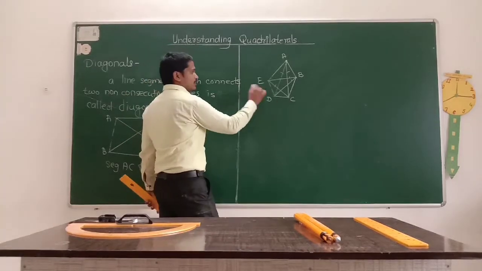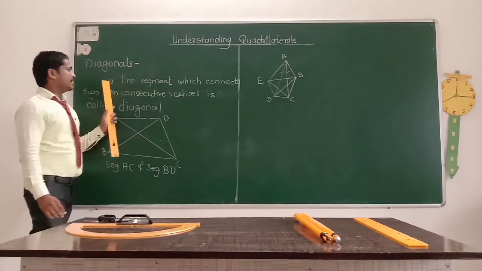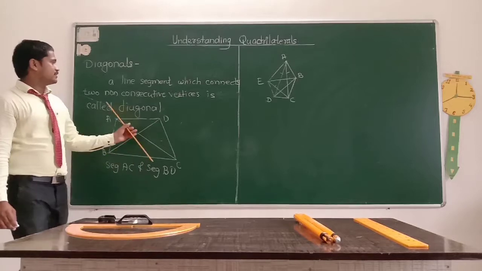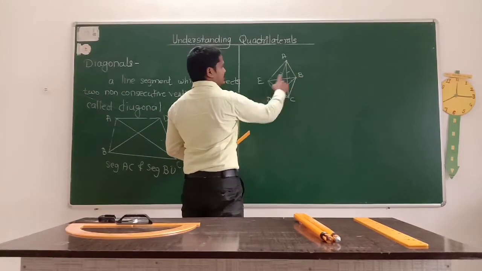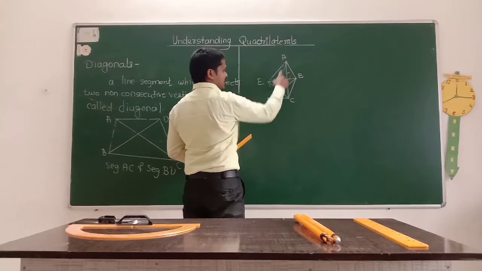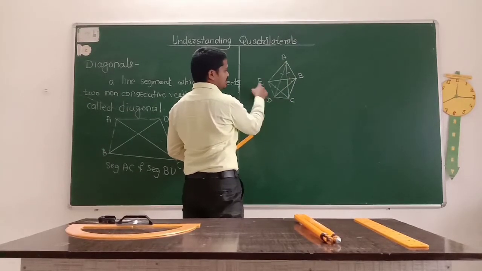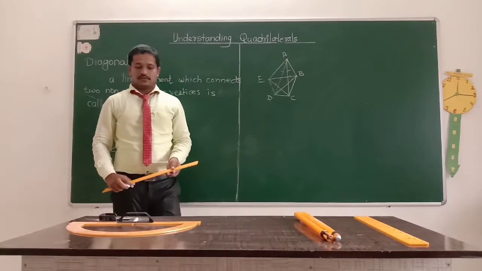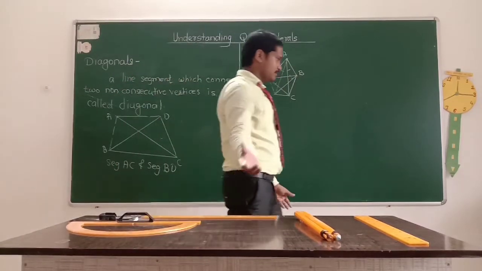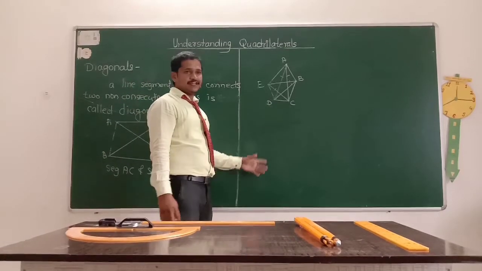Okay. So what have we learned about diagonals? A diagonal is a line segment which connects two non-consecutive vertices. See, between A and C, B is there. Between A and D, E is there. Between E and C, D is there. So in this way, this is known as the diagonal of a pentagon.